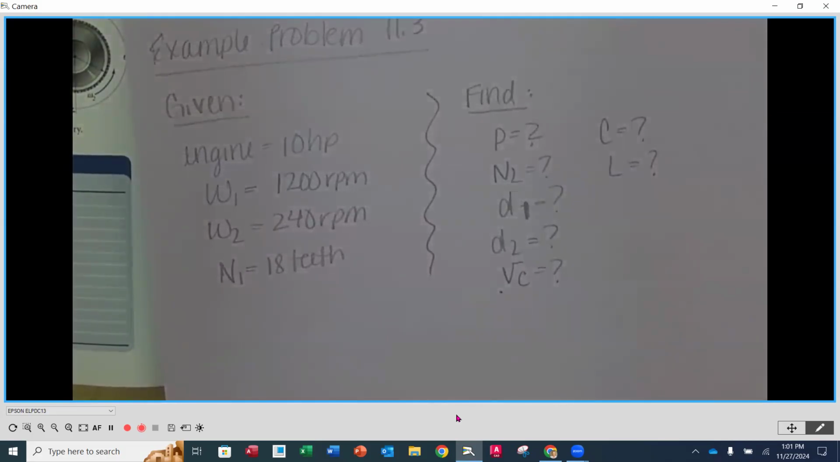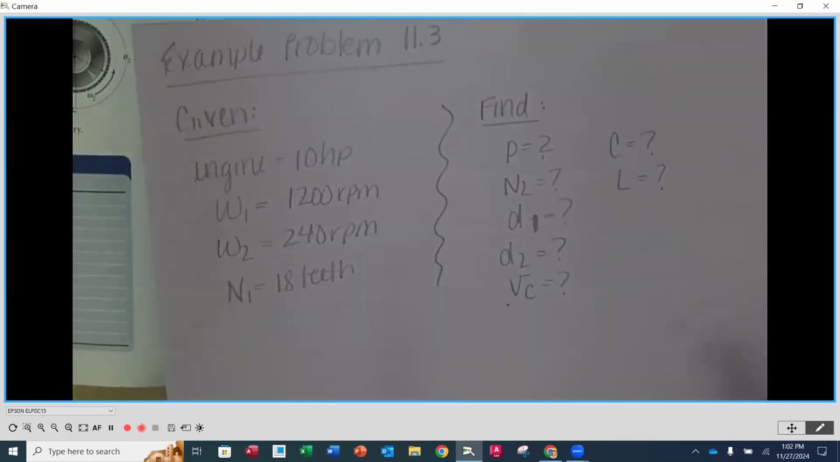Now what they want us to find is, what is the pitch of the chain, or the number of the chain? It's going to equate to a number, like I said, a number 80, number 60, number 40, whatever it might be. What is the number of teeth on the driven sprocket? What are the two pitch diameters of these sprockets, D1 and D2? What is the chain speed itself, VC? And then what is the center distance and the number of links, or the length of the chain in links? Quite a bit that we have to find here.